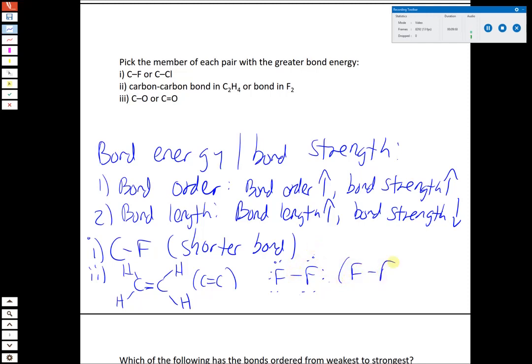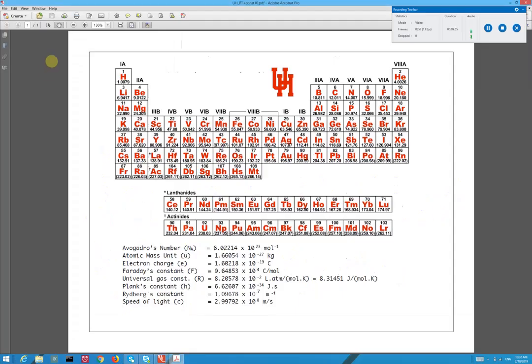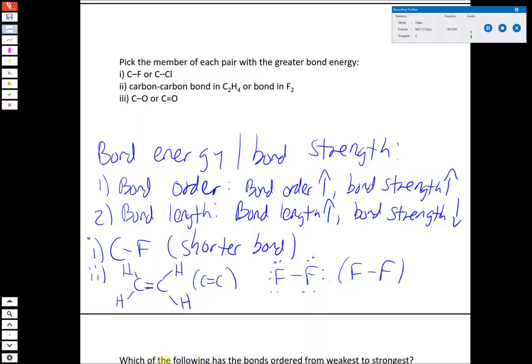All right, and again, here we're comparing a double bond to a single bond. These two are pretty similar locations on the periodic table, both 2p elements, so we don't have to worry about radius for this one. This one's going to be the stronger bond. So CF stronger here, and then this carbon-carbon bond is stronger for the second one because it's a double bond versus a single bond.